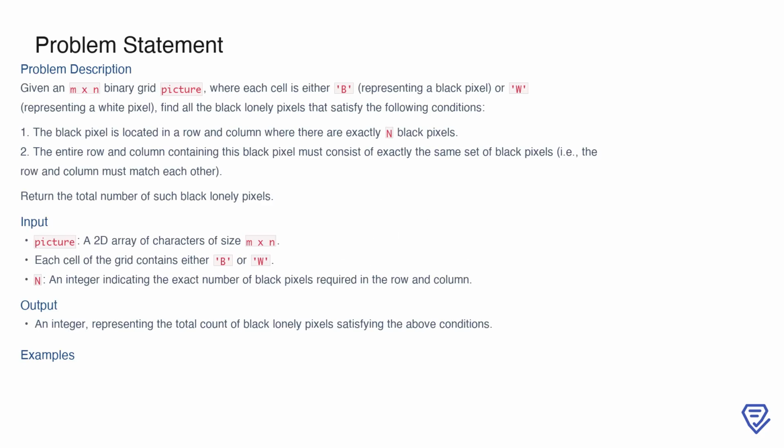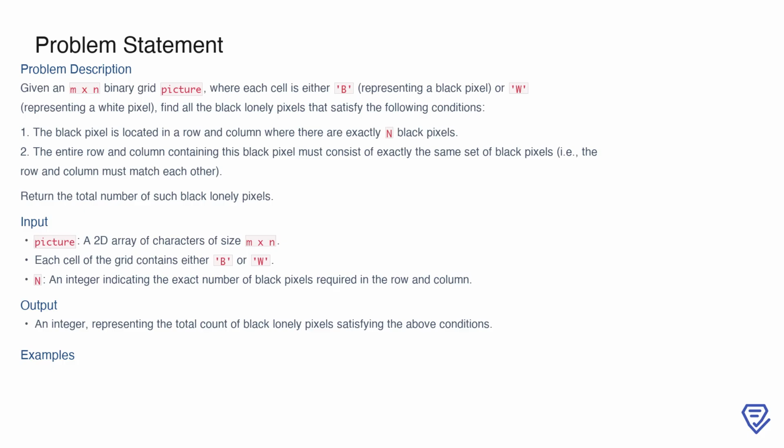Welcome! In this session, we'll explore a fascinating problem from LeetCode, problem number 533, titled Lonely Pixel 2. We'll delve into the problem requirements, different approaches to solving it, and analyze their trade-offs. Let's get started. In this problem, we are given a binary grid called picture, which has dimensions m x n.